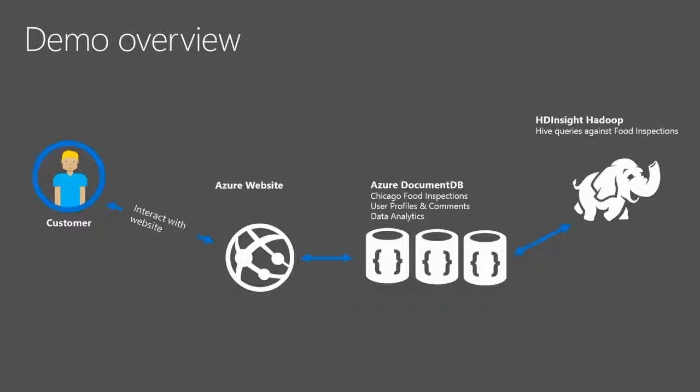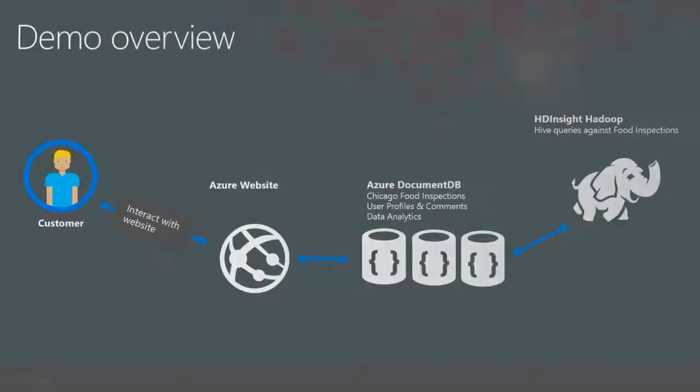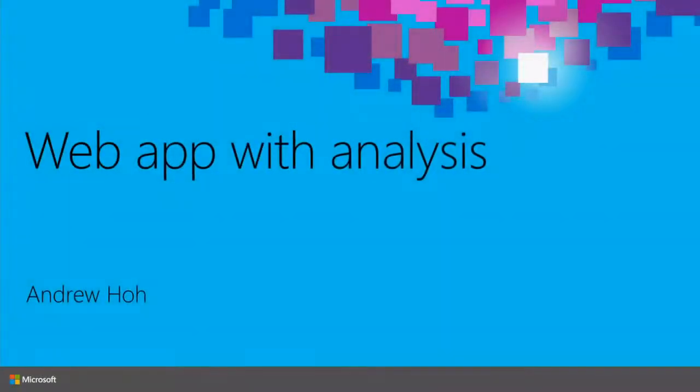Got another demo. We've done pieces of this, right? As you can see, we have a customer interacting with the website. The website is backed by DocumentDB. You have your food inspections, user profiles, and comments, something we've covered. Something new has been added. We've pumped the data into HDInsight. We ran the jobs. We had results. Now we pump back to DocumentDB. So how do you actually link this all together? How do you make a full-blown application that uses all of this together? I have a demo where we link it together and show you some of the potential.